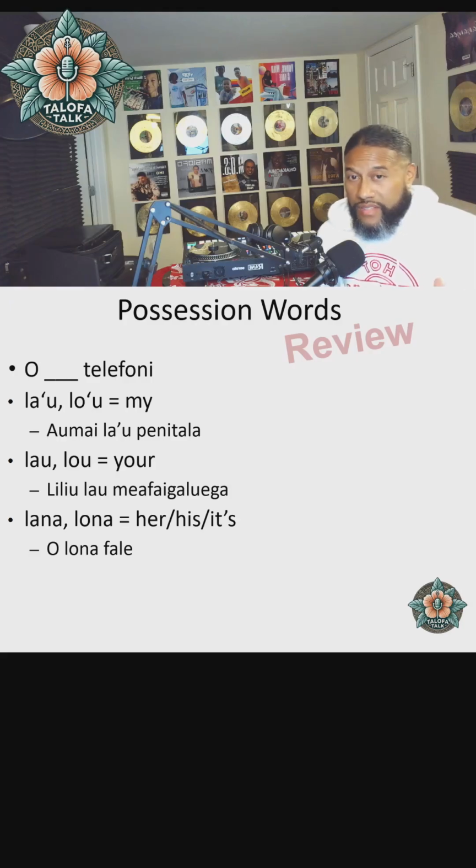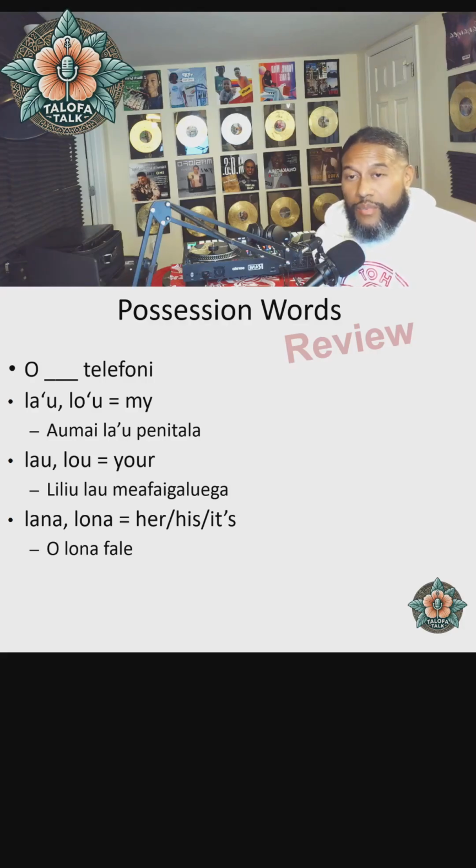The main difference is that A class words are going to be things that are inanimate objects, like a phone, la'u telefoni, fangu vai, bottle of water, things like that. But O class things are going to be like your mom, your dad, God, things that are given to you or things that are out of your control. So you can't pick your mom, your brother, your sister, your dad. So just out of respect, use O class when you say o lo'u tina, which is mom, o lo'u tama, which is father, okay?